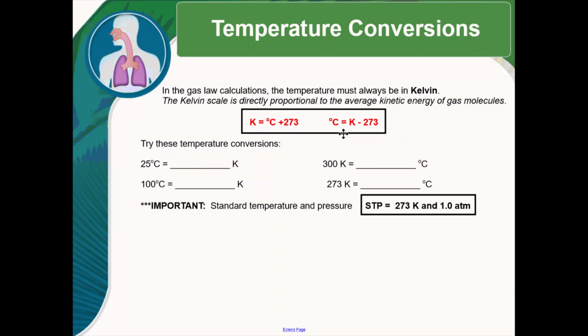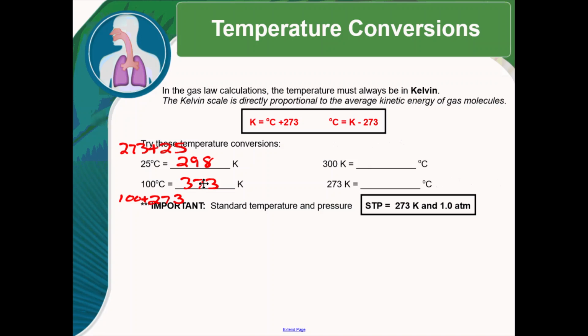So let's look at our first practice problem. We're going to be converting 25 degrees Celsius to Kelvin. We're going to use the first formula, and we're going to add 25 plus 273, and we get 298 Kelvin. Our problem below it, we have 100 degrees Celsius. We're also going to use that first formula. 100 plus 273 gives us 373 Kelvin.